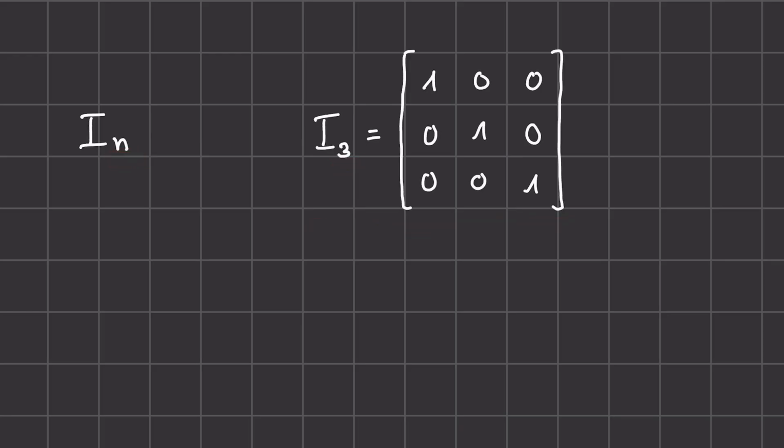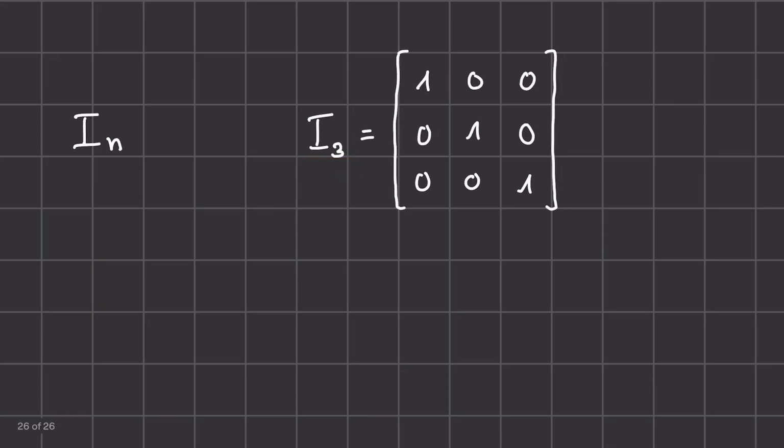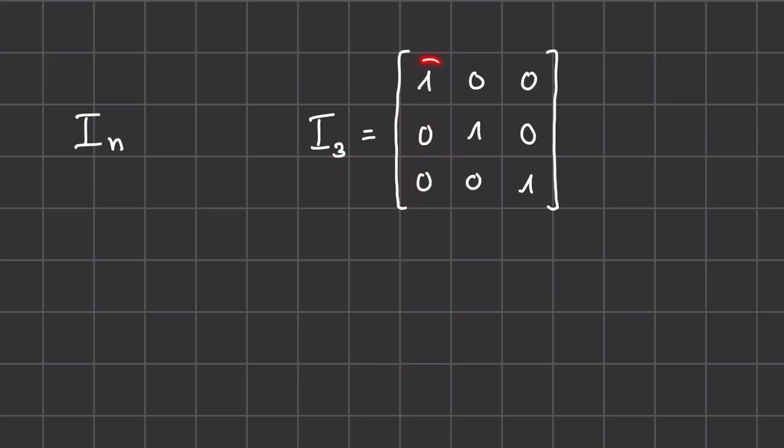Size 3 means that we have 3 rows and 3 columns. The identity matrix is always square, meaning the number of columns is equal to the number of rows. The defining characteristic of an identity matrix is that all entries are 0 except those on the diagonal. So as long as the row and column index are the same, so in this case first row, first column, in the second case second row, second column, the entry is always 1. And for every other case, it's 0.